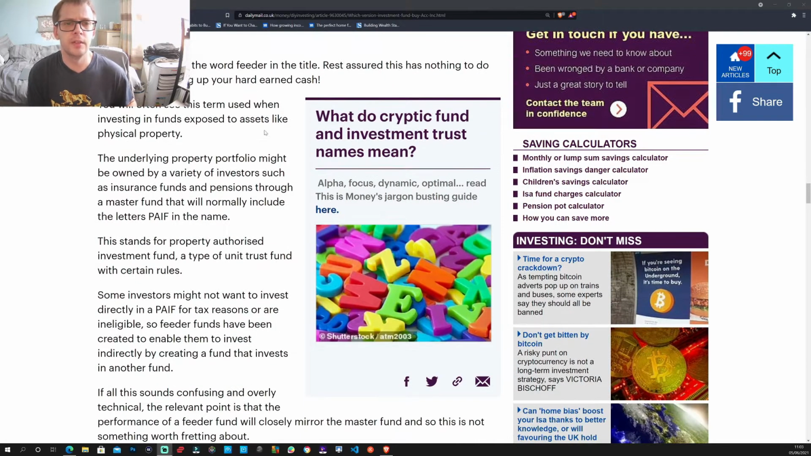So, F stands for feeder funds. Certain funds carry the word feeder in their title. Rest assured, this has nothing to do with meals or eating up your hard-earned cash.